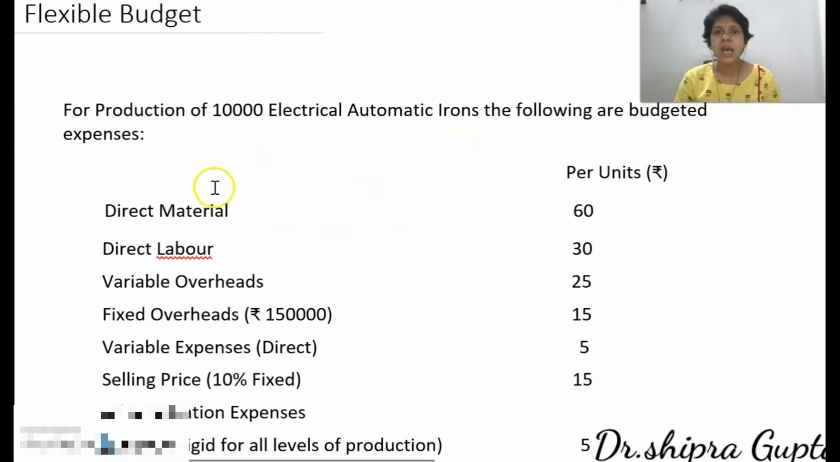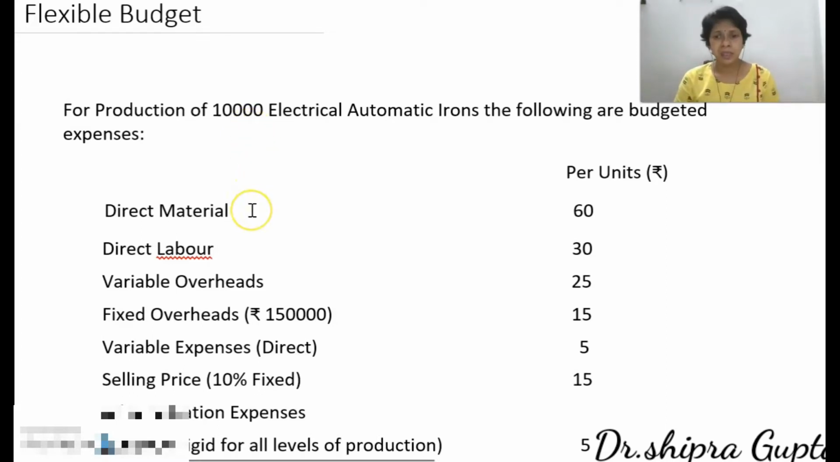These expenses are given as per unit rate, but the base unit, or base irons, is 10,000. These data are given as per 10,000 irons, which means we will calculate flexible cost on a 10,000 iron basis, because in flexible budget questions we take a base unit, and here our base units are given. It can be in the form of percentage or items, etc.